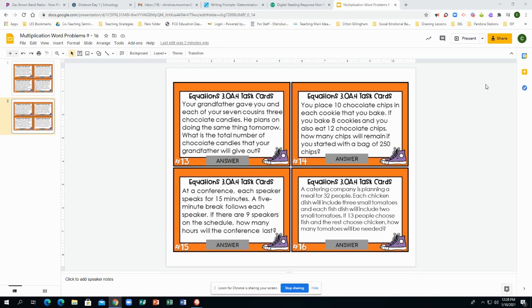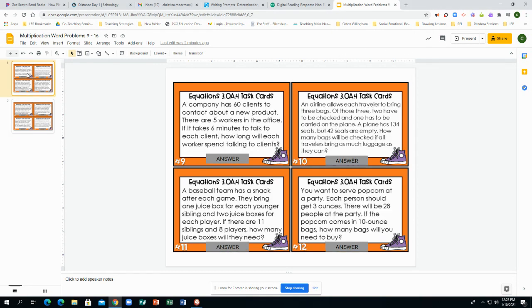Hello. So on day one, we completed problems 1 through 8. Today, we're going to go ahead and complete problems 9 through 16. Remember, these problems all take more than one step. So you're going to need to do more than one math problem to solve these. You will do multiplication and division and also addition or subtraction.